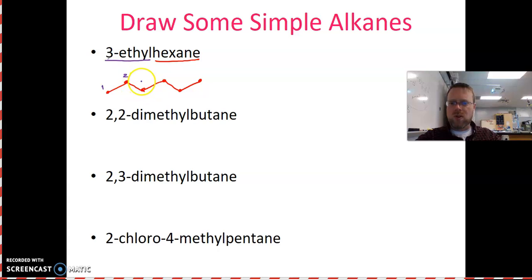And it doesn't matter which end you number from, but typically I number from left to right. So if this is 1, 2, and this is 3, I'd have to have an ethyl, which would be a 2 carbon large attachment. That means it would have to have a bend in it. So this would be the first carbon off the chain, and this would be the second carbon off the chain.